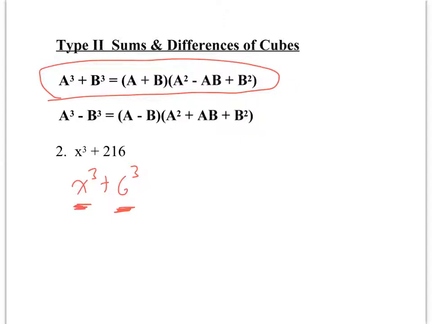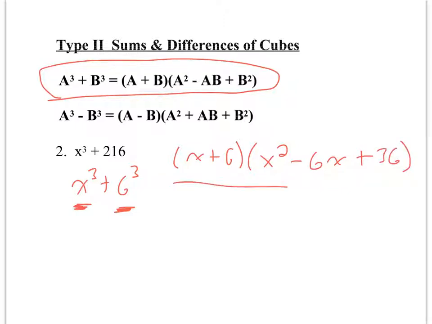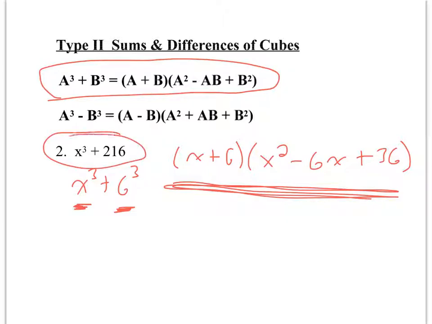So I'm going to replace a with x, so this is going to be x plus b is now 6, times x squared, well, a squared, which is x squared, minus ab, a is x and b is 6, so that's 6x, plus b squared, well, b is 6, so 6 squared is 36. Here is our final answer. This is the factored form of a sum of cubes. And this, of course, is our product form right here.